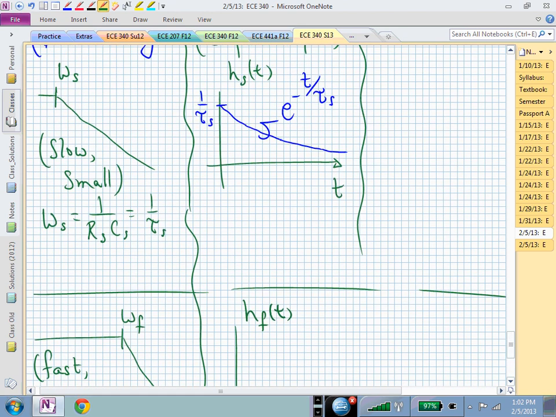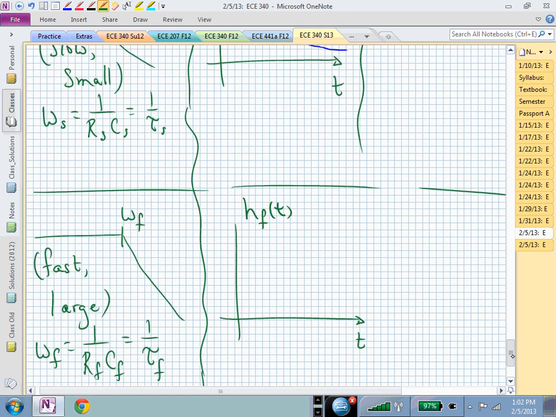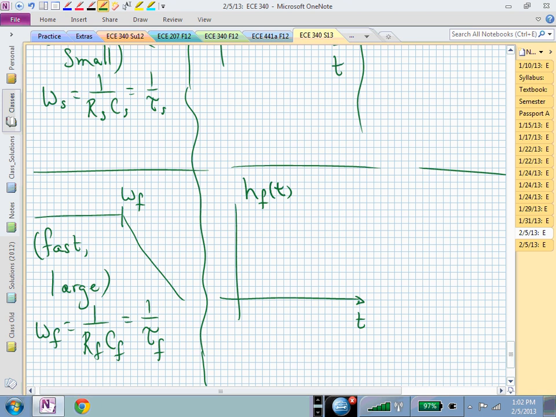Structurally, it's exactly the same, isn't it? It's just now that tau sub f is... Omega sub s, that was small, wasn't it? Omega sub f is big. Tau sub f and tau sub s are related in what way? Tau sub f is smaller. It's fast, isn't it? The time constant for this system is fast.